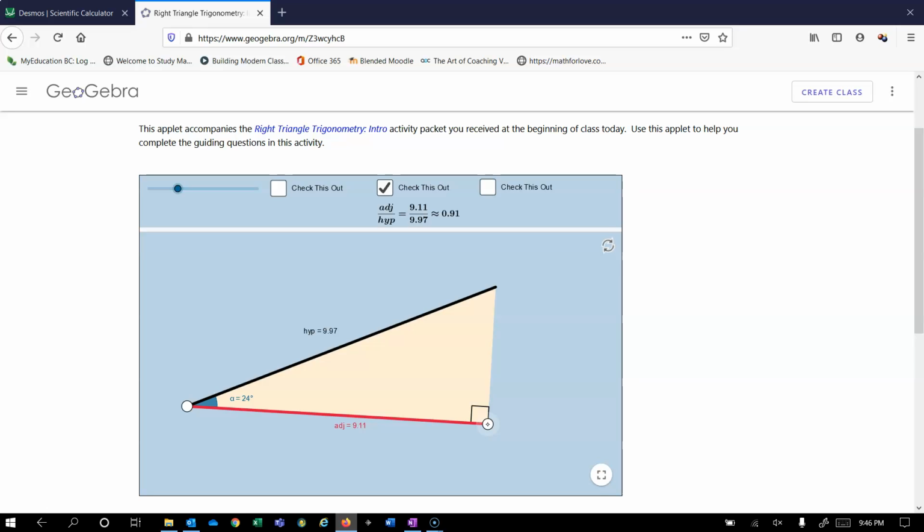It's really not that amazing, but it is an introduction to trigonometry and the relationships or the functions sine, cosine, and tangent. And that's what we would be looking at after.